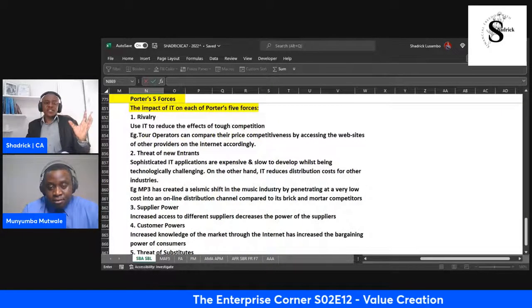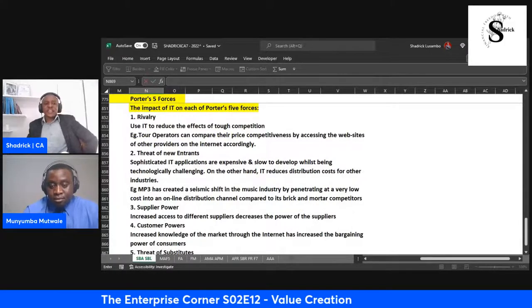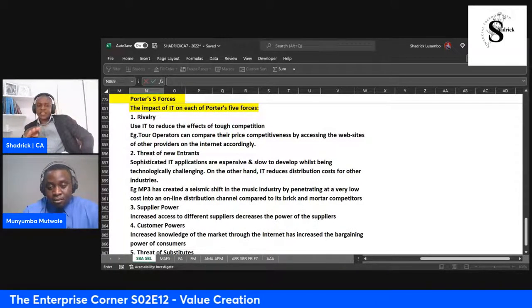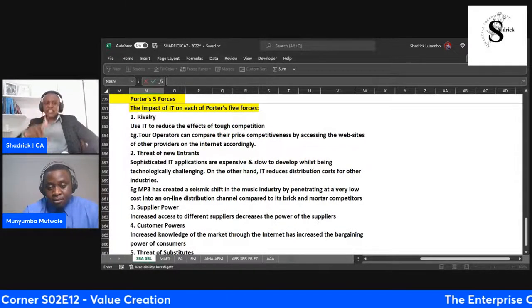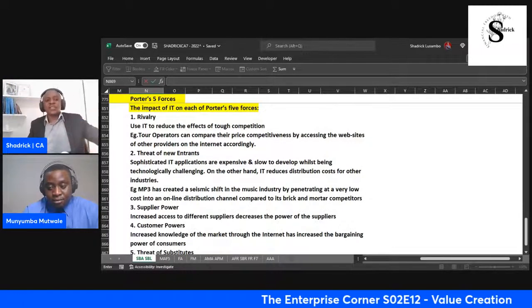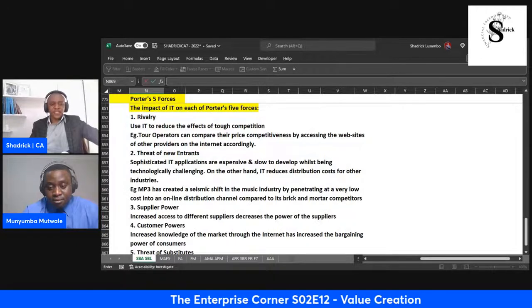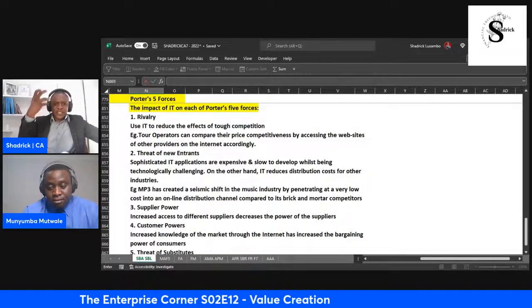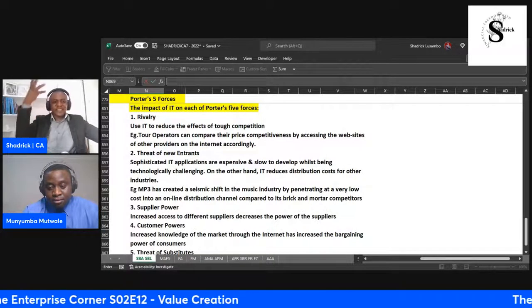So now, if you look at this, one of the solutions is to use IT. So I want to explain to you guys the impact of IT on each of those Porter's five forces. For example, he talks about the library, all right? Now, how do you use IT to navigate through that and just succeed?